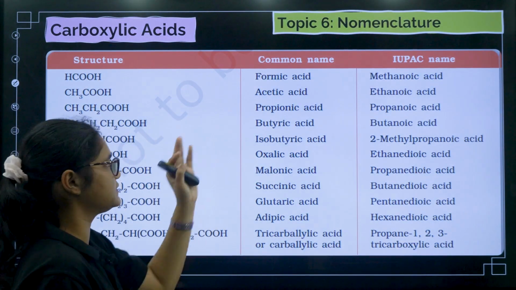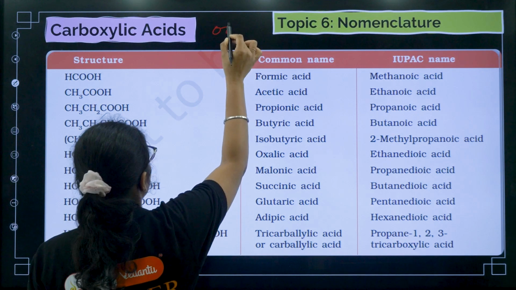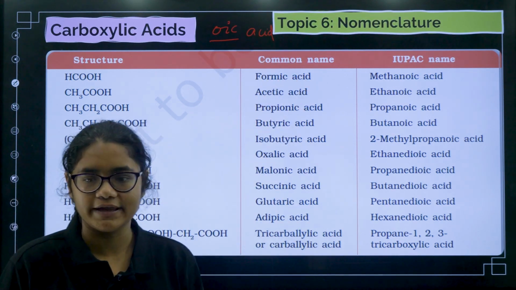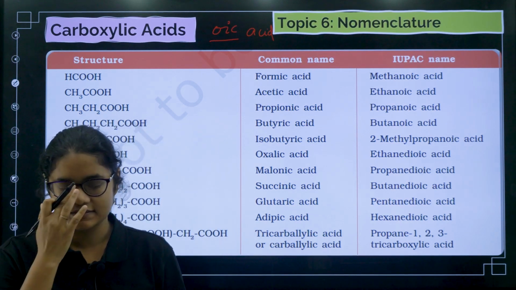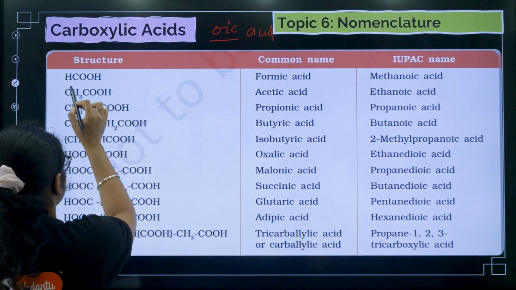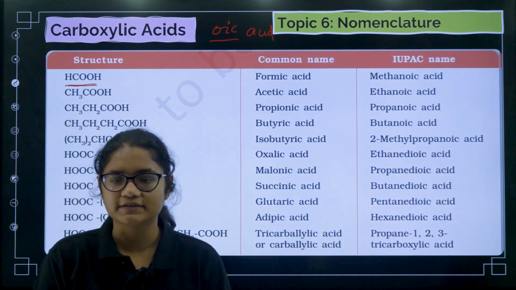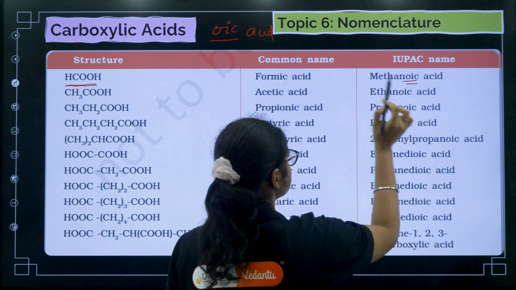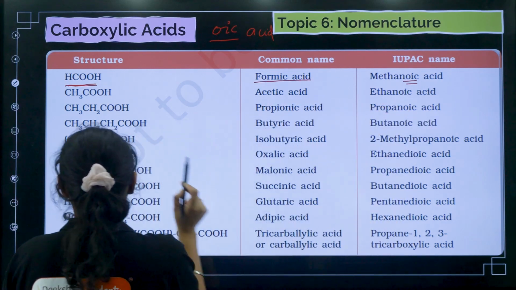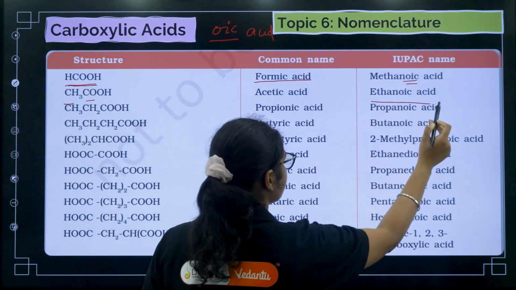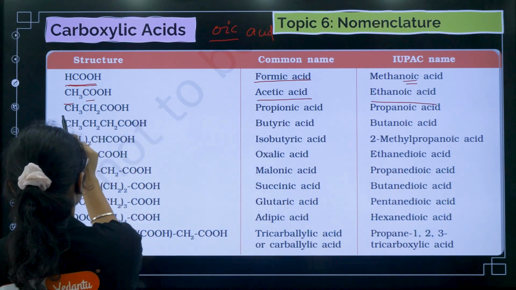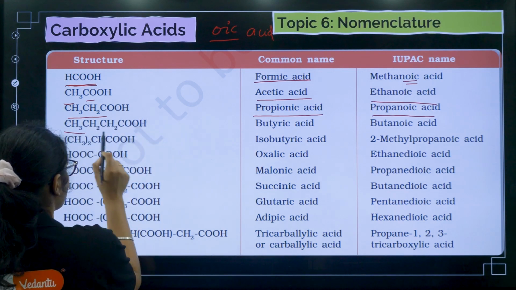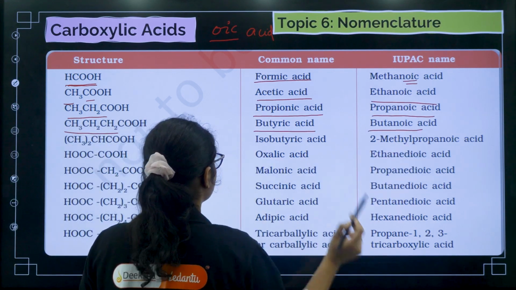The IUPAC name for carboxylic acids ends with oic acid. For example, HCOOH has one carbon, so that will be methanoic acid, and the common name is formic acid. If you have 2 carbons, we call it ethanoic acid or acetic acid. With 3 carbons, it is called propanoic acid, or propionic acid in the common name. With 4 carbons, butanoic acid, and here it is butyric acid.